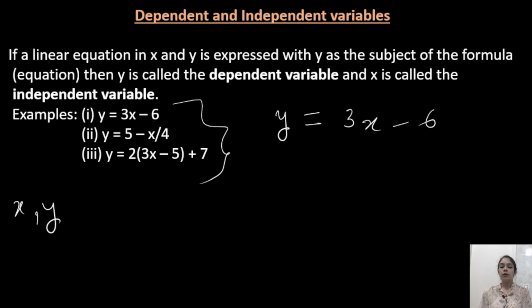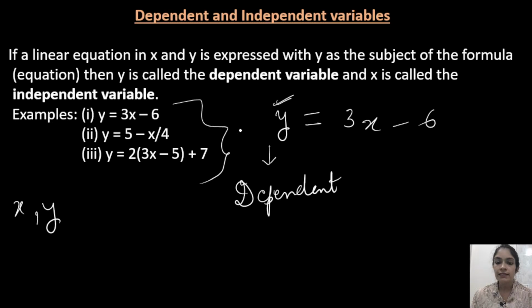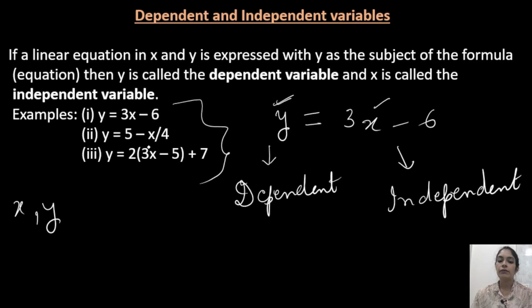In very easy words, I'll tell you, always whichever variable is written this side of the equals to, like here y is written, this one is dependent. The variable which is written this side of the equals to, that is dependent. The other side, this one is independent. So here y is dependent and x is independent. This is the left hand side of the equation, this is the right hand side of the equation. The variable written on the left hand side will be dependent. Why is it dependent? Its value actually depends on the value of x. That's why it is dependent.